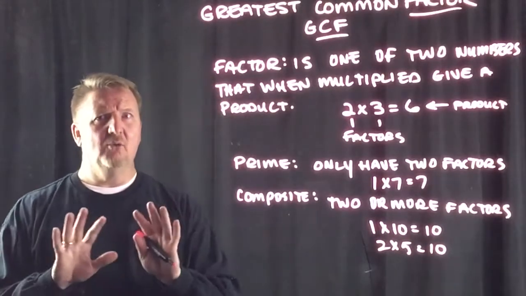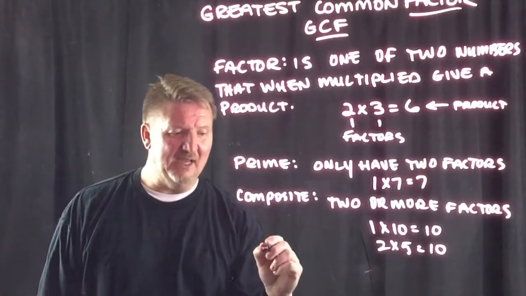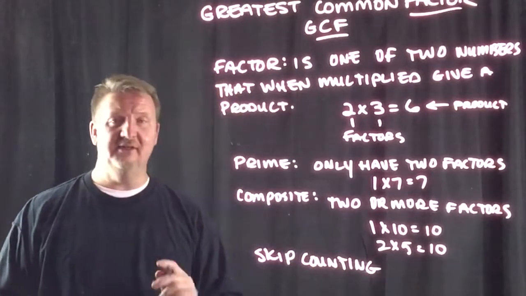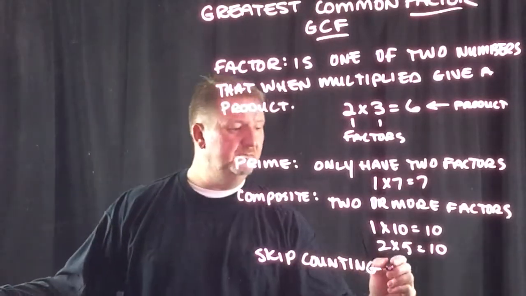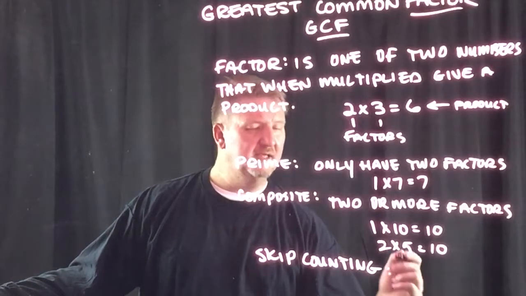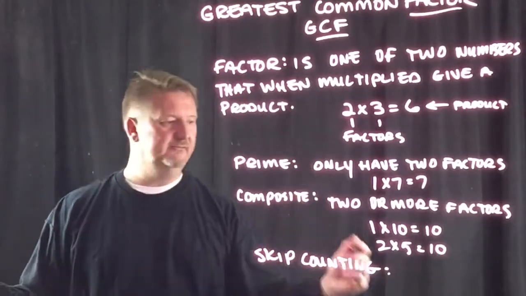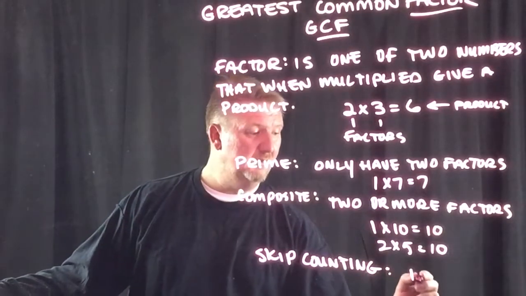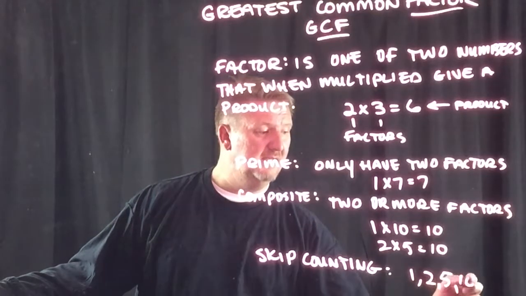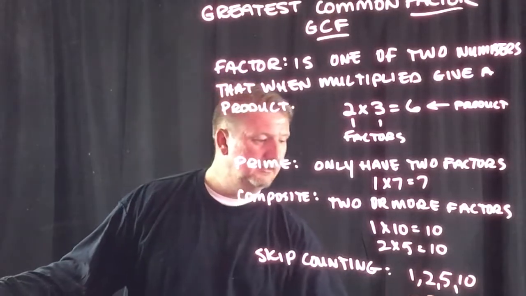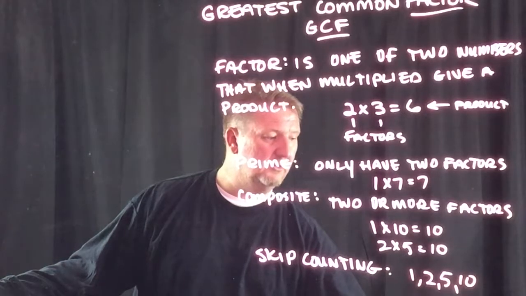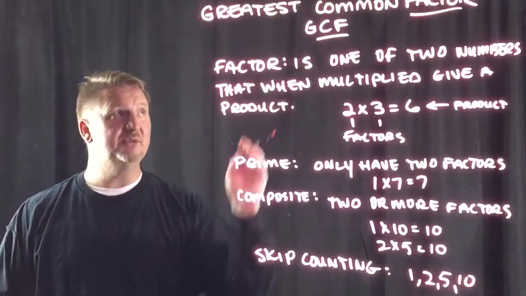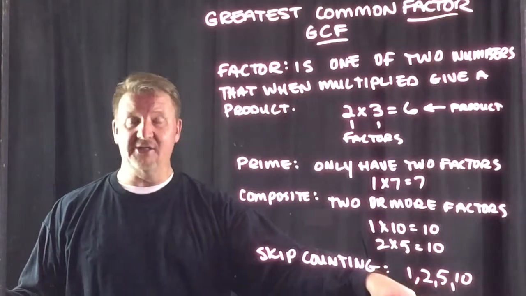What this isn't is skip counting. I don't want you to get this confused. If I list the factors of 10, I'm going to say 1, 2, 5, and 10, not 10, 20, 30, 40. That is not right. When I'm talking about greatest common factor, I'm not talking about this.